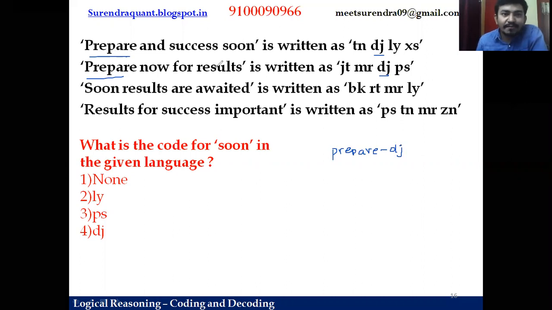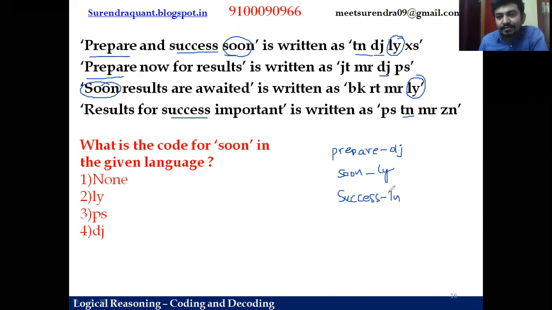And soon is the word which is present in the first statement and the third statement as well. So what is the common decoded word? Ly. So we can say soon as Ly. Now can you see the word success? Success is present in this. The only common word is TN. So success is decoded as TN. And is the only word left, and is XS.